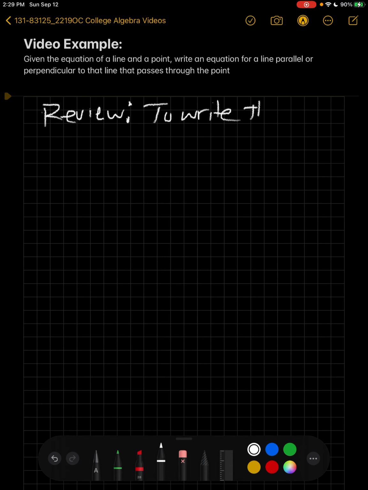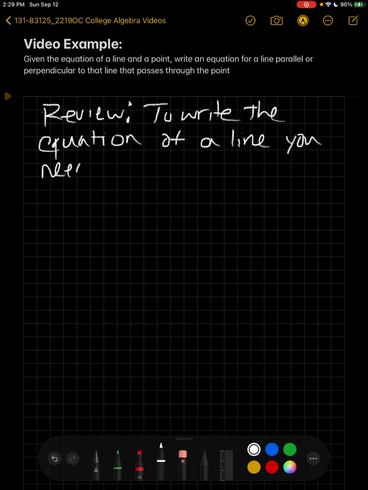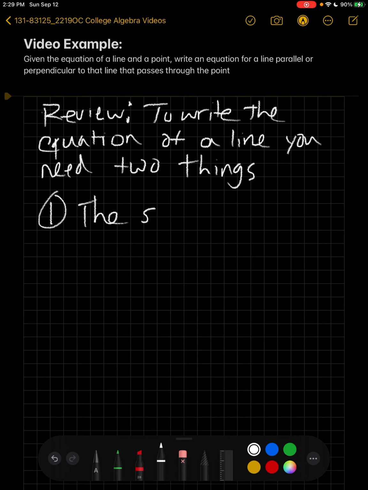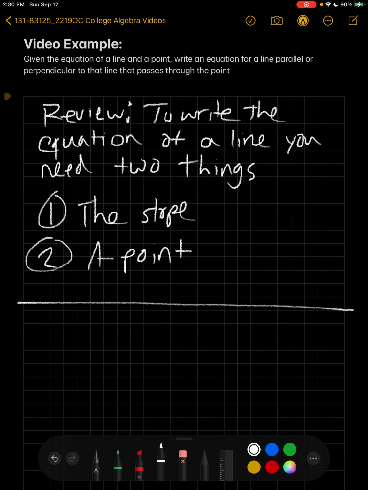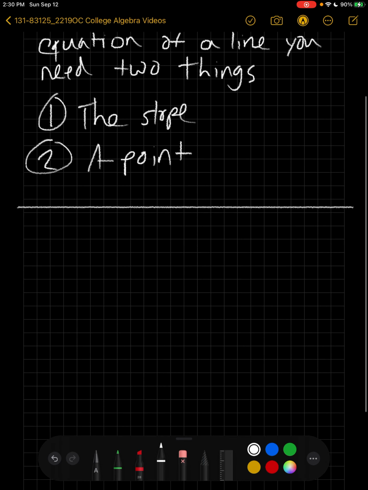To write the equation of a line, you need two things. One, the slope, and two, a point. So let's suppose I give us the following example.